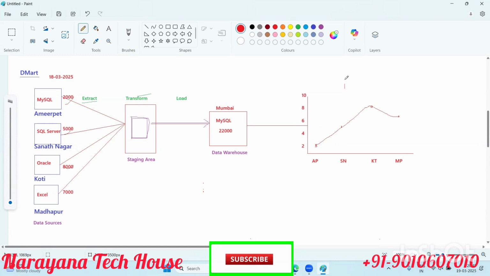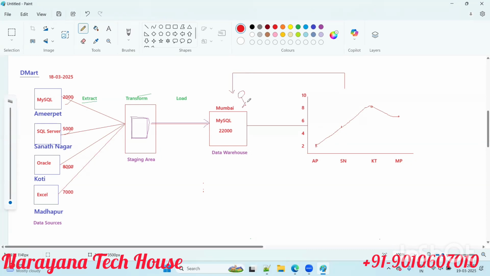Then this report, we give to whom? We give it to the owner. We give it to the management, guys. So he is the manager. He is the management, maybe owner or admin, whatever it is, the management team.